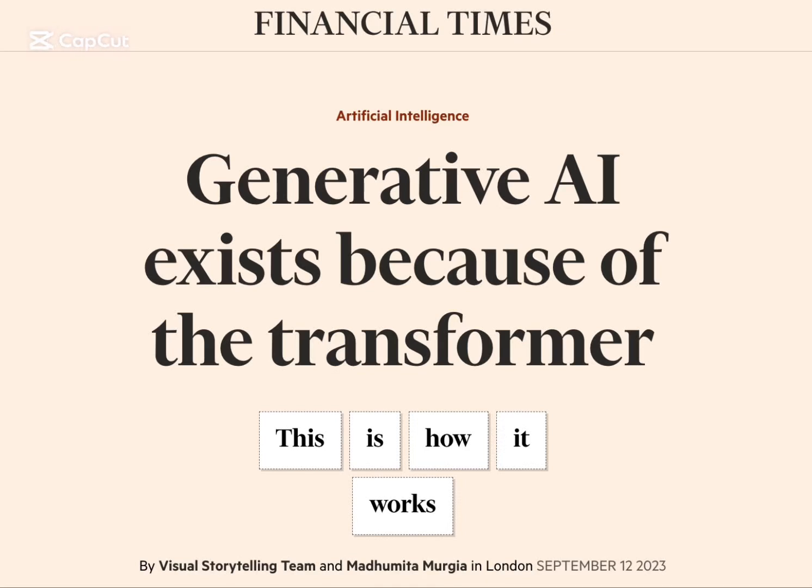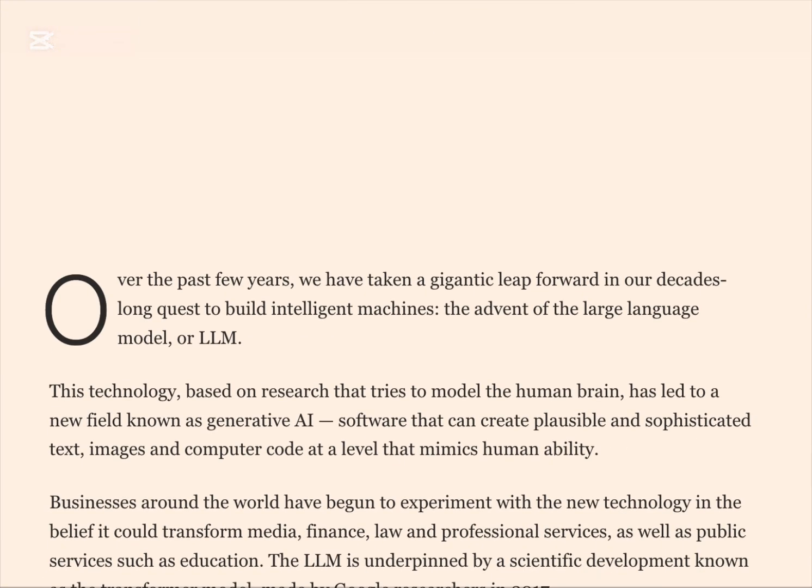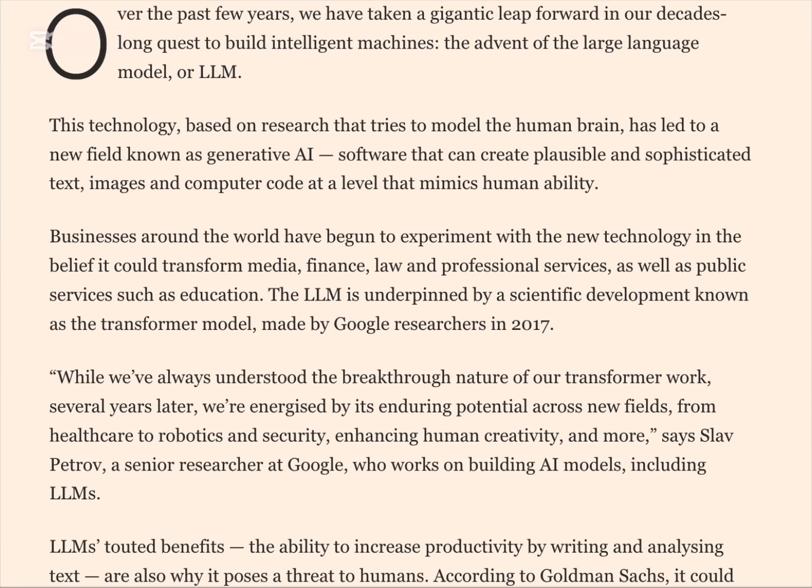Hi everyone! In this video, I'm going to guide you through an interactive website by the Financial Times titled How Generative AI Works. It's a multimedia feature that explores how large language models, or LLMs, are trained and how they generate language, and why they're both powerful and controversial.